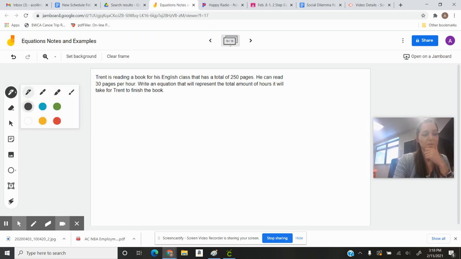Okay, we're going to do the same thing for this last one, which may be on your Friday quiz. It's on your Friday quiz, the very last one. Trent is reading a book for his English class that has a total of 250 pages. He can read 30 pages per hour. Write an equation that represents the total amount of hours it will take for Trent to finish the book. Okay, so we're looking for total hours.